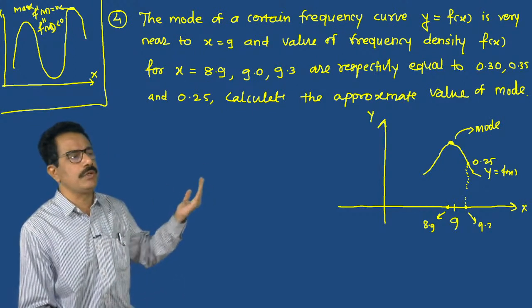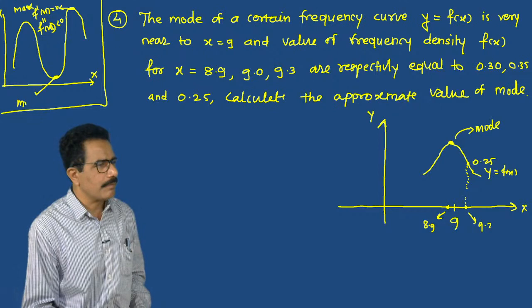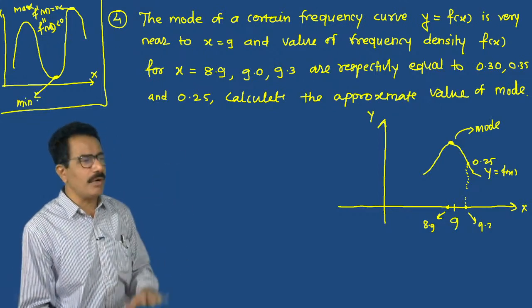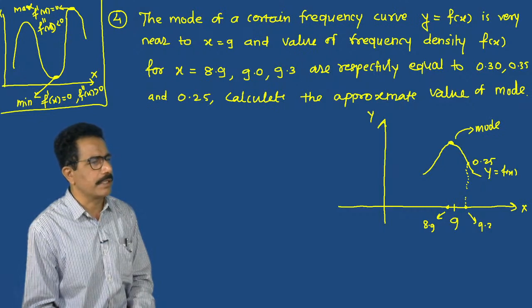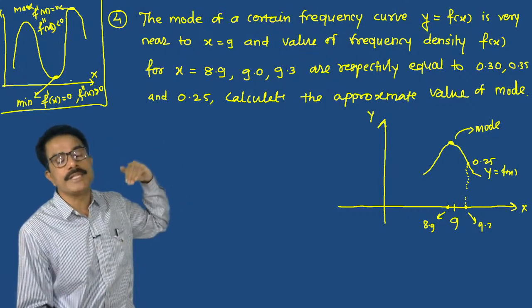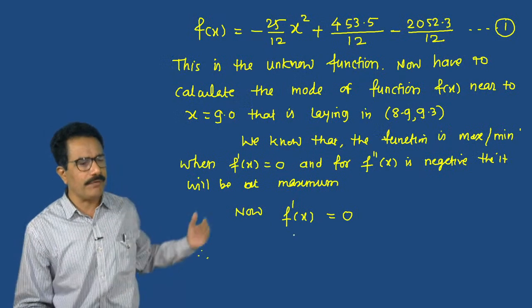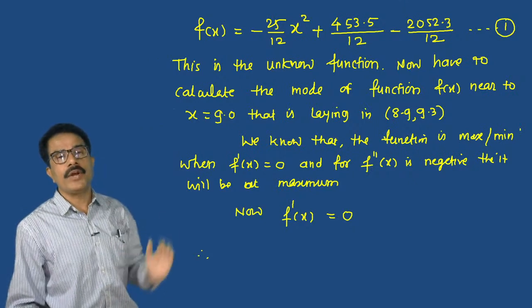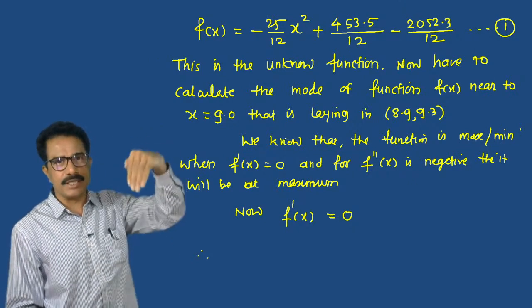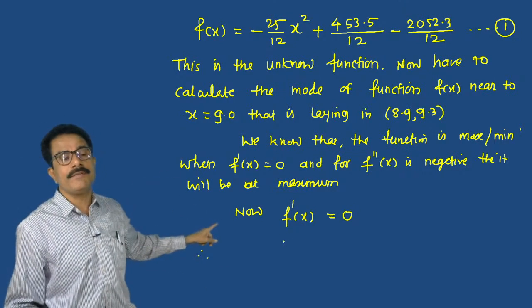f dash of x is equal to 0 and f double dash of x is less than 0. And when it is a minimum, f dash of x is equal to 0 and f double dash of x is positive, greater than 0. Positive means greater than 0, negative means less than 0. These are the conditions for maxima and minima. So for the function mode, at the mode the function will be maximum or minimum under the condition f dash of x is equal to 0.